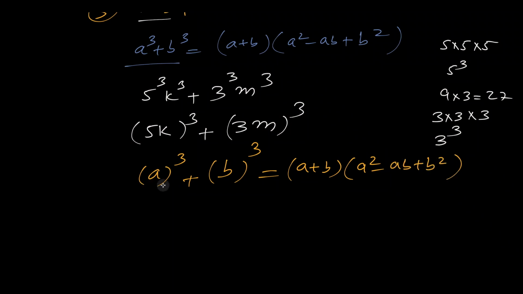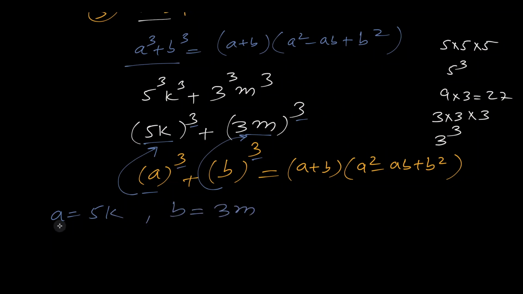Now what is a in this one? A is just 5k, okay? And what is b? It is 3m. This is the cube, the same cube. Here it is also cube, here it is also cube, and we are applying the plus formula. So the value of a is 5k and the value of b is 3m. Now we'll fit these values of a and b in this equation.